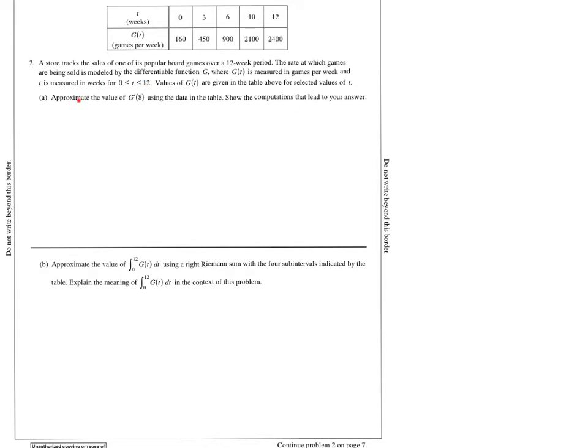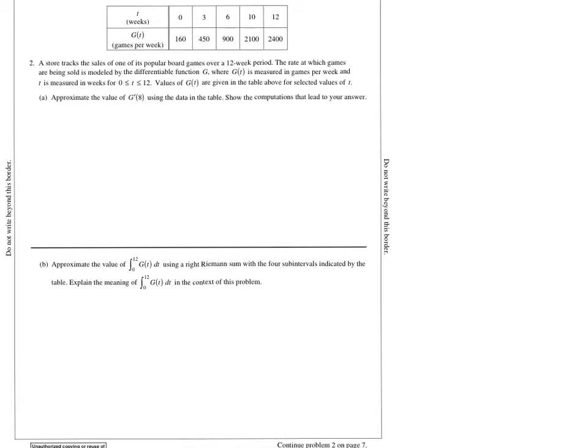The first thing it's asking us to do is approximate the value of G prime of 8. Well, that's asking us for the rate of change of G at 8. Well, 8 you'll find is right in between 6 and 10, and this is a really common question for them to ask. And I promise you it'll always be a number that's right in between two of the numbers on the table. So all we have to do is basically estimate the slope, because of course that's what G prime means, of G at 8.